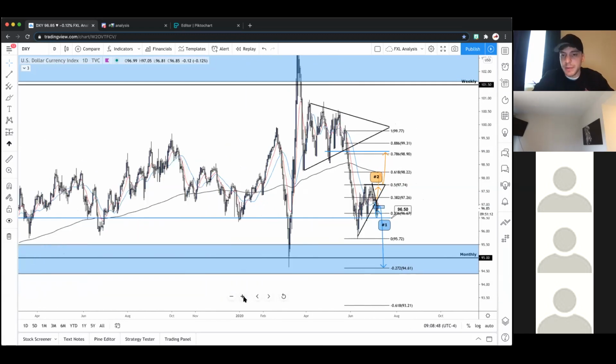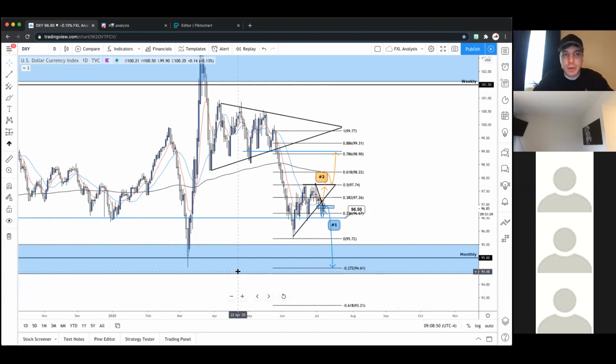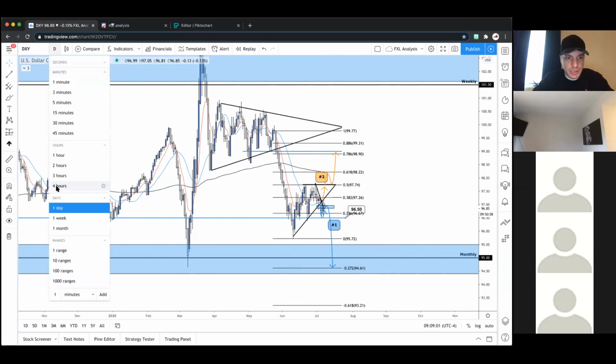Now, for us to change biases on this daily time frame, we really want to see this monthly level break. If we get below this monthly, then we'll really be saying the overall trend is looking more bearish than anything else on this daily time frame. So we can drop to the 4-hour for a second.